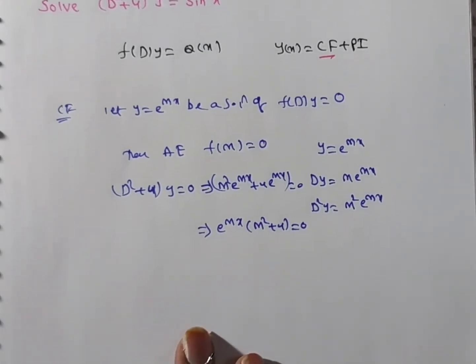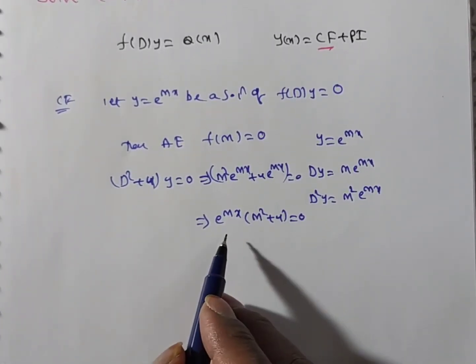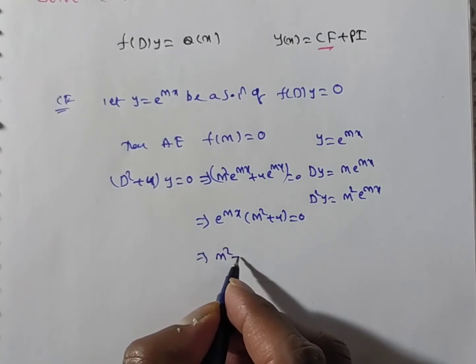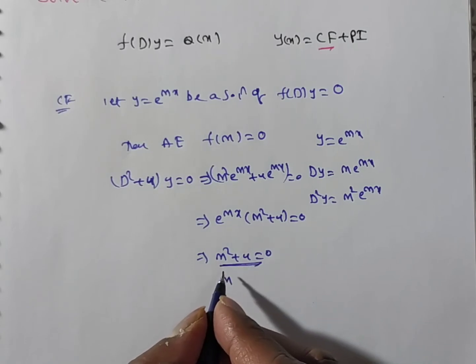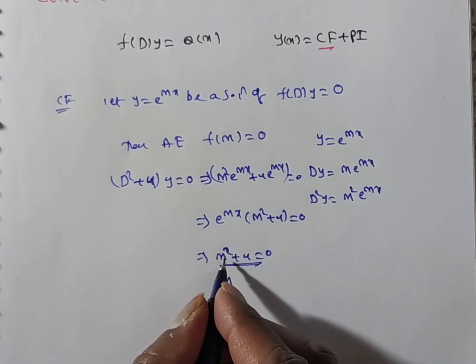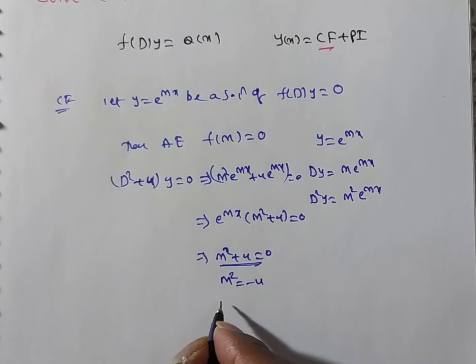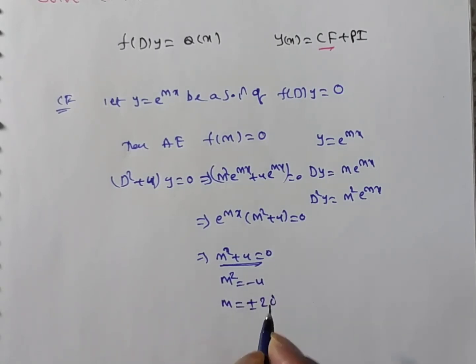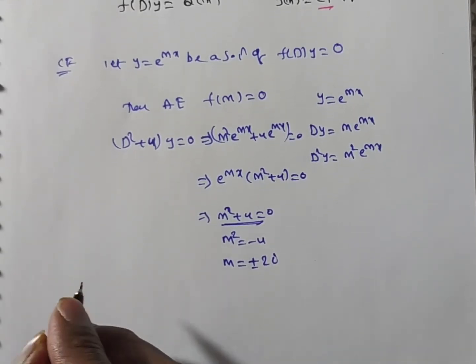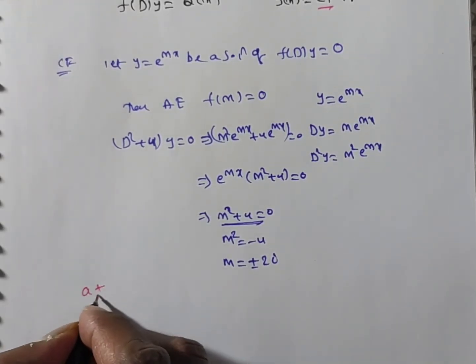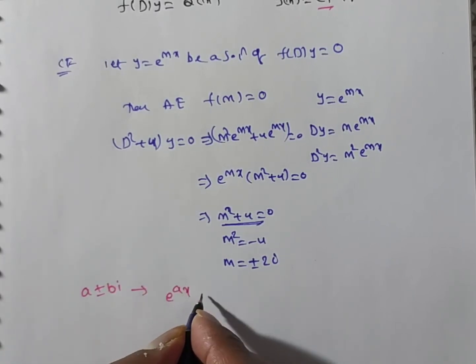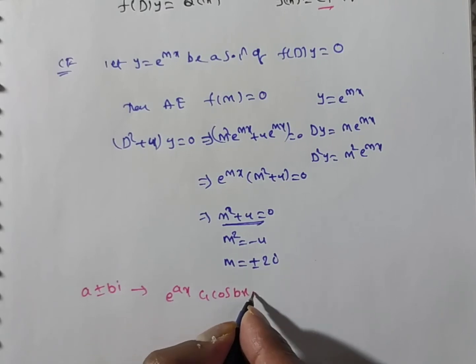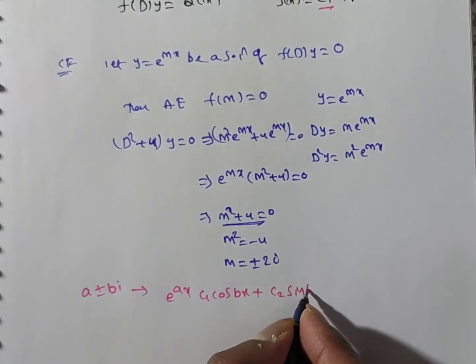So the product of two functions is 0. What you can say, any one of them is 0 or both 0. But e^(mx) is never 0. So I can say m² + 4 = 0, which implies you can get the roots. How many roots? Two roots, because the polynomial has degree 2. So m² = -4, m = ±2i. Here the roots are purely imaginary. Whenever the roots are in the complex form a ± bi, then the complementary function is e^(ax)(c1 cos bx + c2 sin bx).